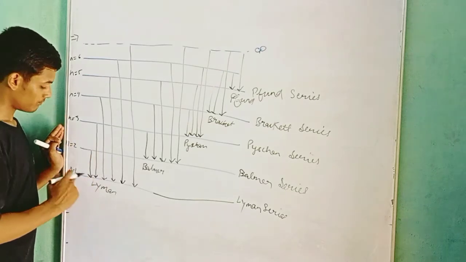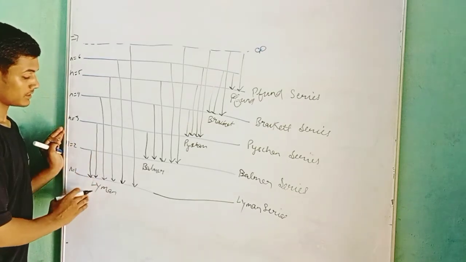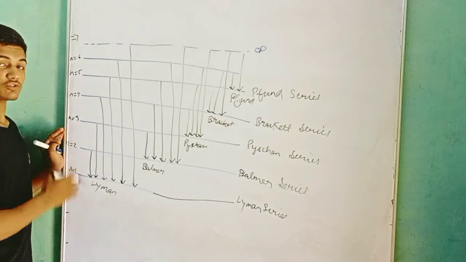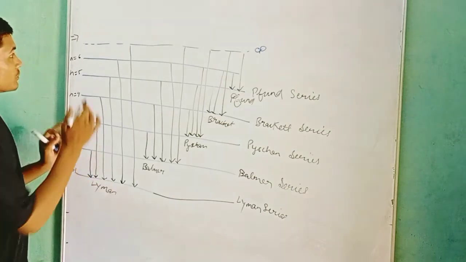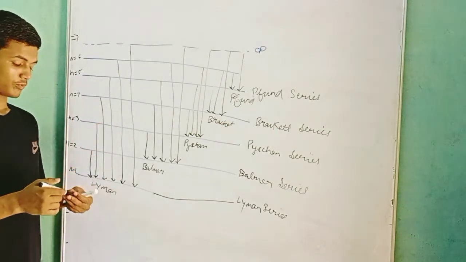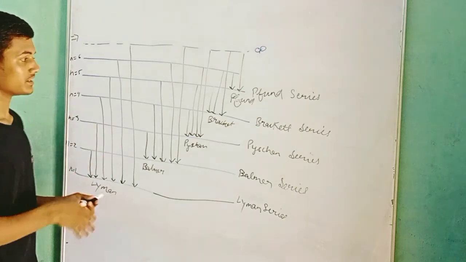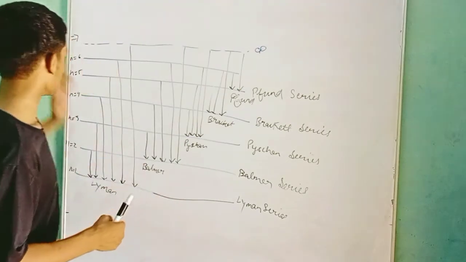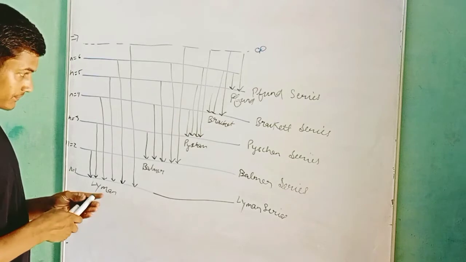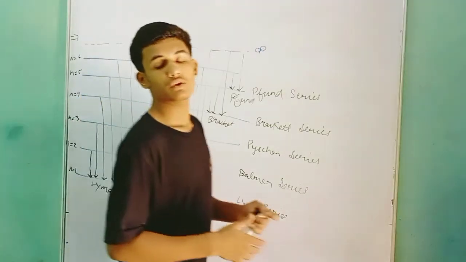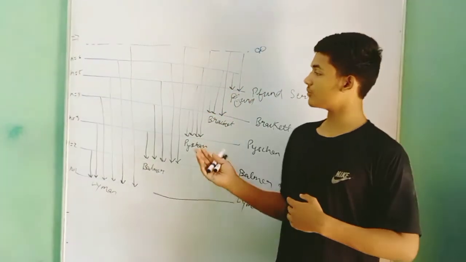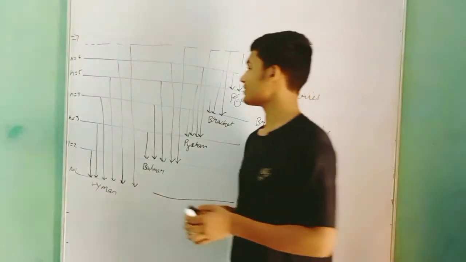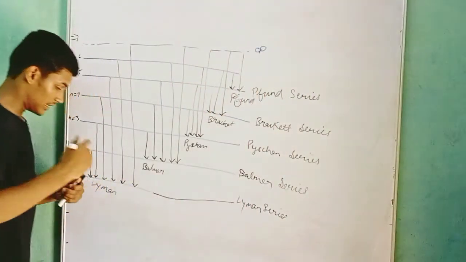When an electron jumps from any orbit to the first orbit, then it is Lyman. So that is the diagram for the spectral lines which are in our syllabus. Now we do some numericals on that topic.